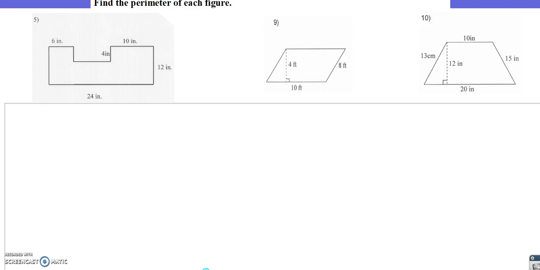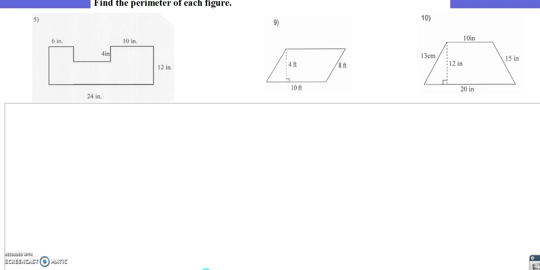The next concept we need to be able to do is finding the perimeter. So instead of area being the inside of a shape, the perimeter is going to tell us the outside of the shape. And we're just going to add up all sides of that shape, no matter how many or how few there are. In this first shape, we need to notice a couple of things.